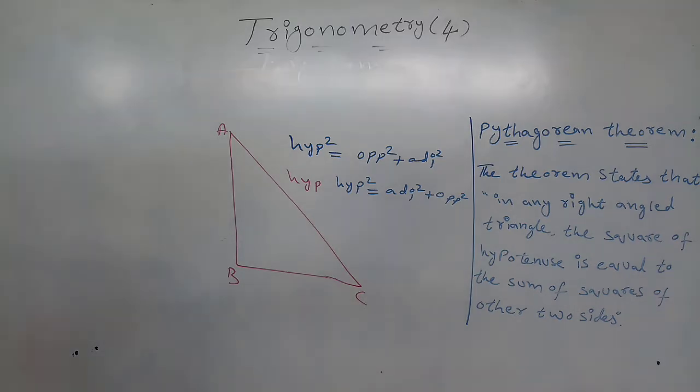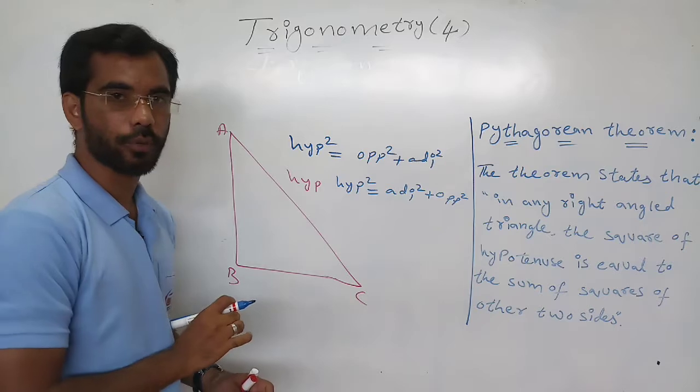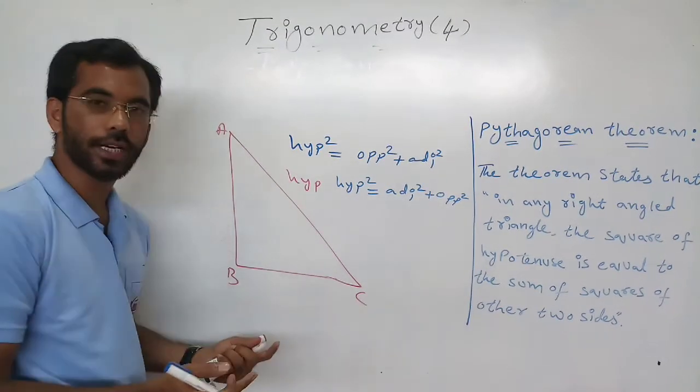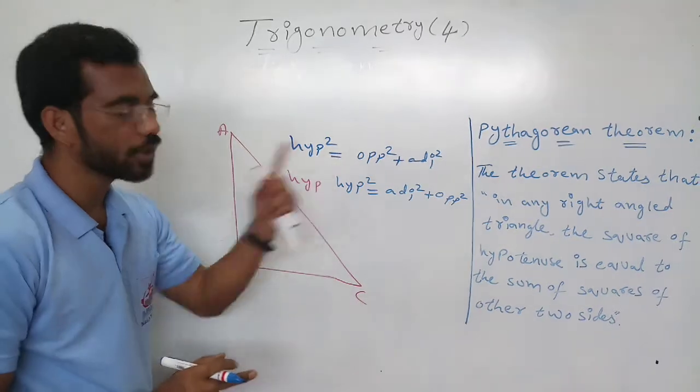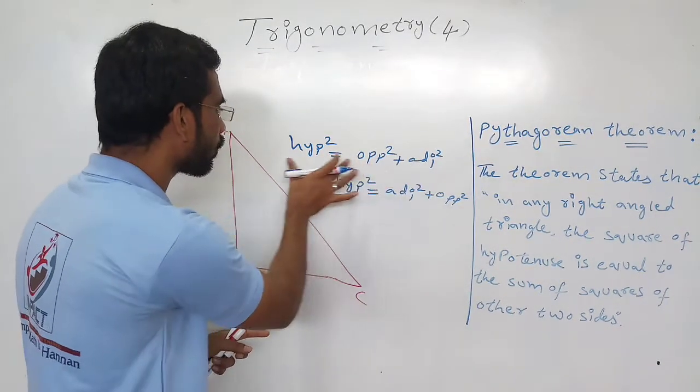Okay. Now that means if you take the square of this hypotenuse, it will be equal to the square of the opposite side plus the square of the adjacent side. If you take the squares and sum of the two sides, it will be equal to the hypotenuse square.